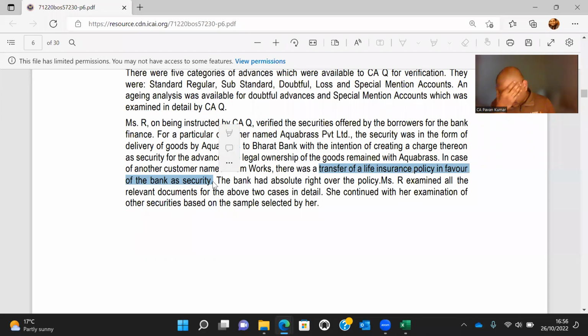Very good, Akhil. Correct. What about others? Assignment. So these two loans, can I say the security is pledge and assignment?